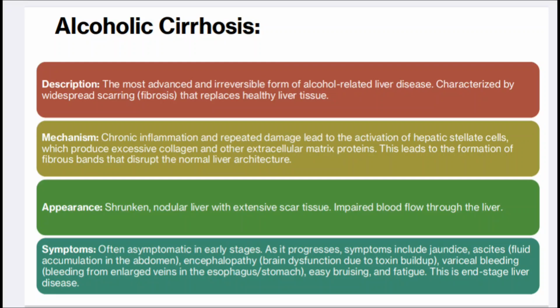Symptoms: it is often asymptomatic in the early stages. As it progresses, the symptoms include jaundice, ascites, that is fluid accumulation in the abdomen, then encephalopathy, that is brain dysfunction due to toxic buildup, then variceal bleeding, that is bleeding from the enlarged veins in the esophagus or stomach, and easy bruising and fatigue. This can lead to end stage liver disease.